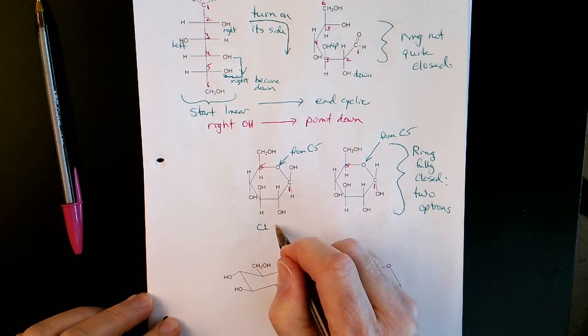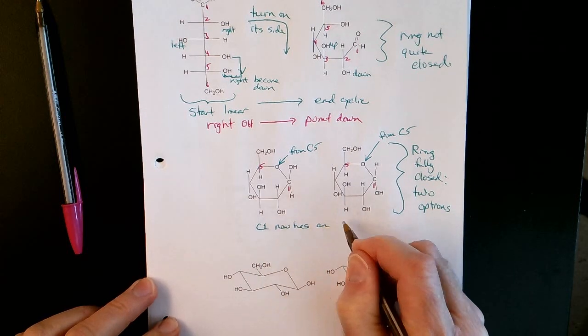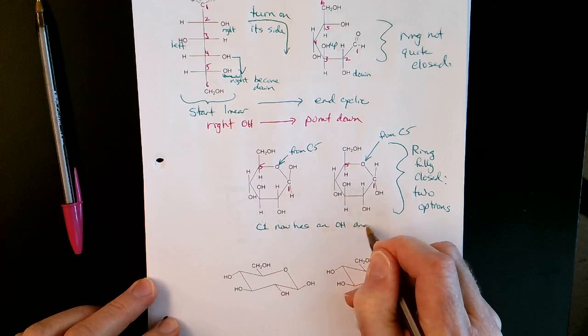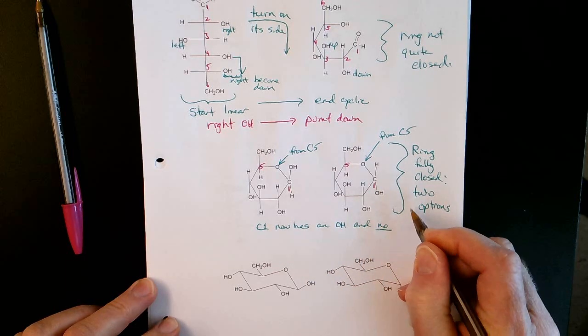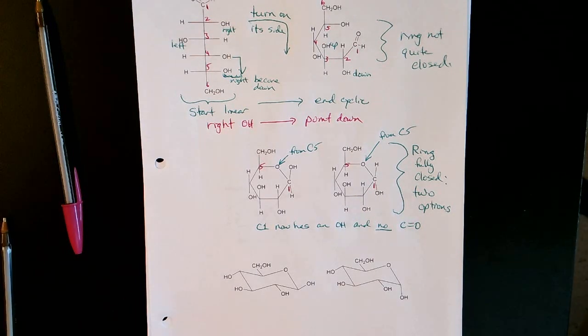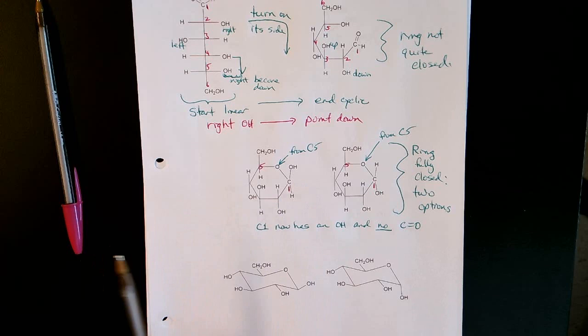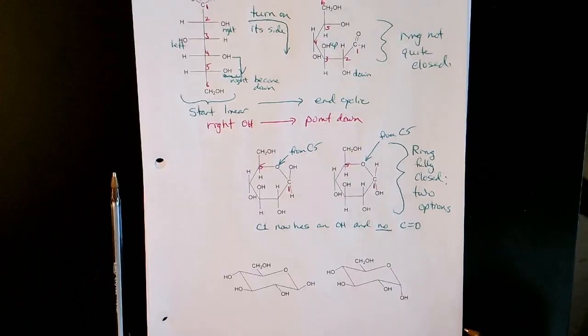Carbon 1 now has an OH and no carbonyl. The carbonyl group, which used to be part of number 1, got bitten in a reaction that closed this ring. That spot right there is where you have the hemiacetal. That's the name of the functional group. So what's the big difference between the two of these?